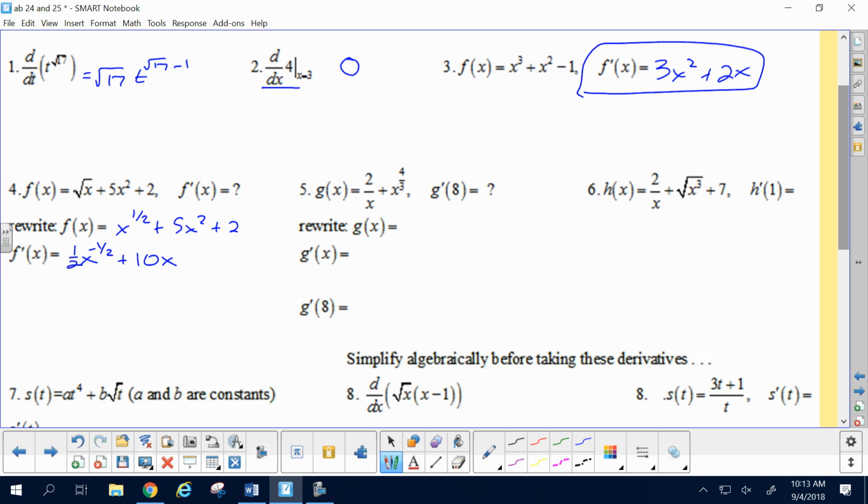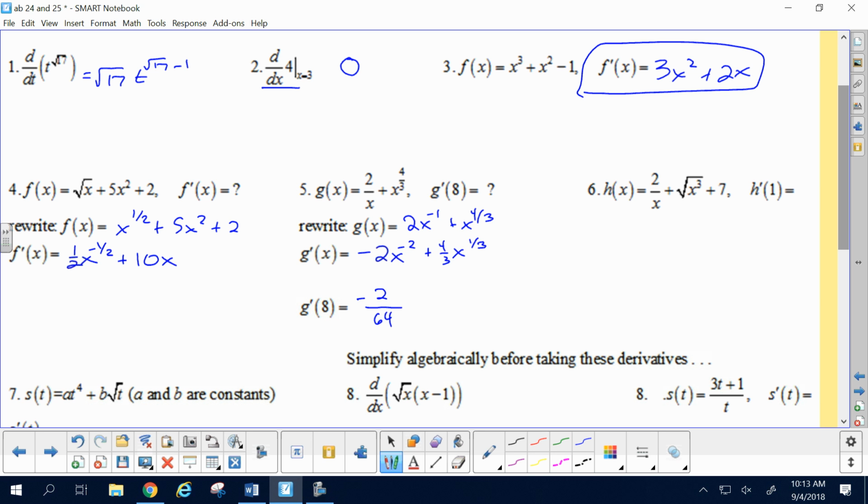Okay. What about this? If I rewrite, it's 2x to the -1 plus x to the 4/3. Now that they're powers, we can take their derivatives. The derivative of the first is -2x to the negative second plus 4/3 x to the 1/3. If they then wanted it at 8, I'd have something like -2. What is 8 to the negative second?